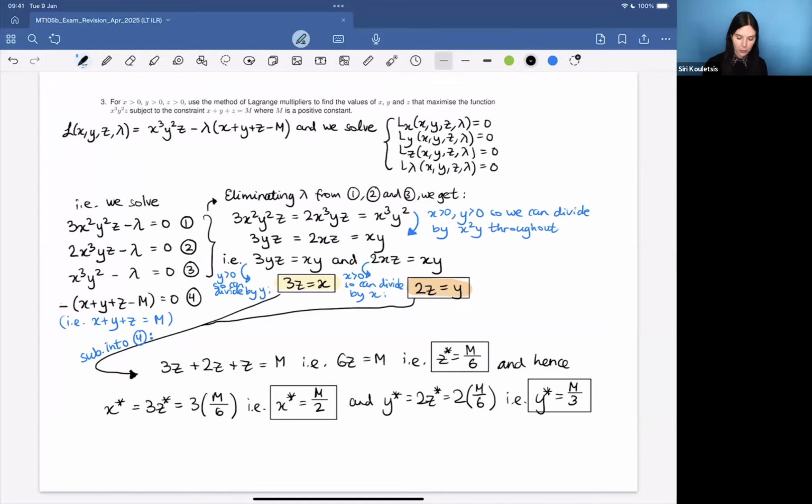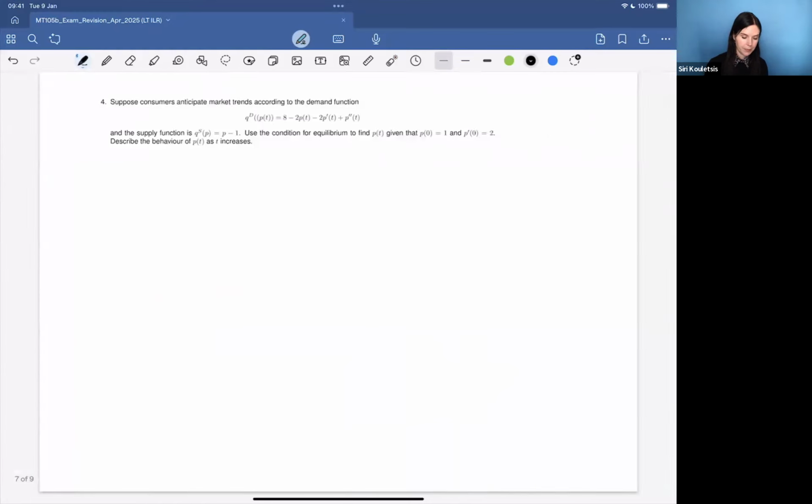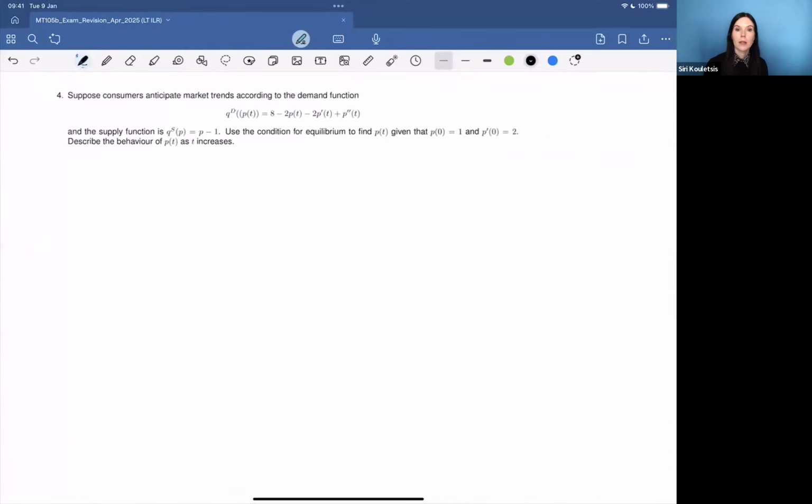Now, moving on to differential equations. Suppose consumers anticipate market trends according to the demand function that QD of P of T equals 8 minus 2P of T minus 2P prime of T plus P double prime of T, and the supply function is QS of P equals P minus 1.